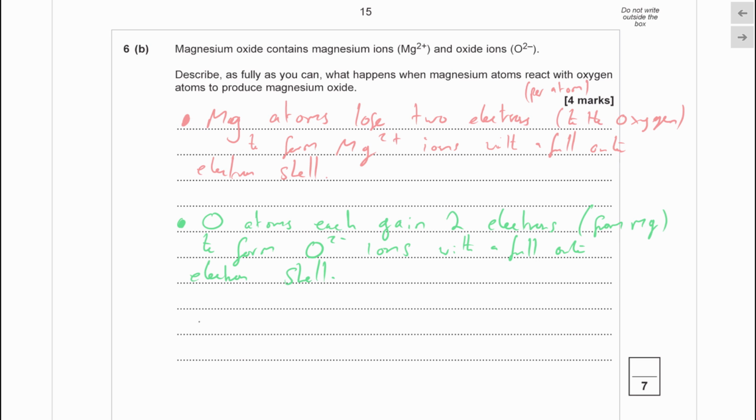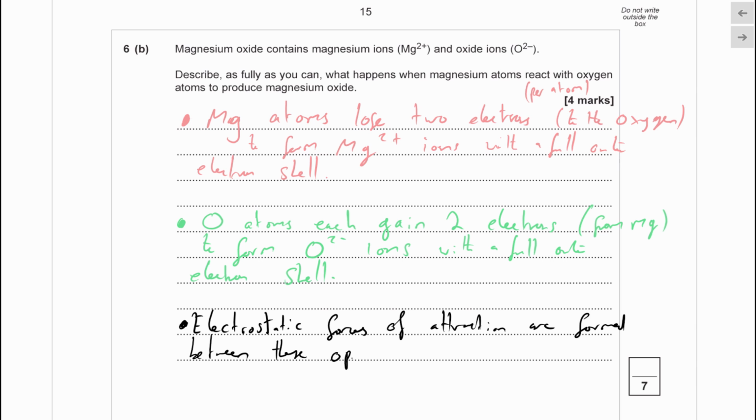And now as a general point then, electrostatic forces of attraction are formed between these oppositely charged ions, which equals ionic bonding.